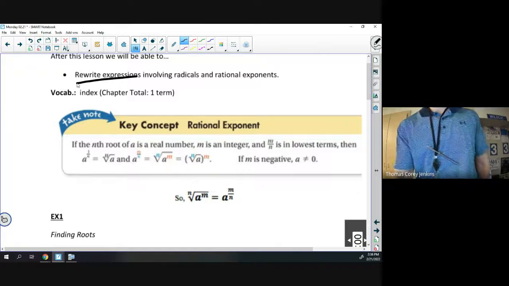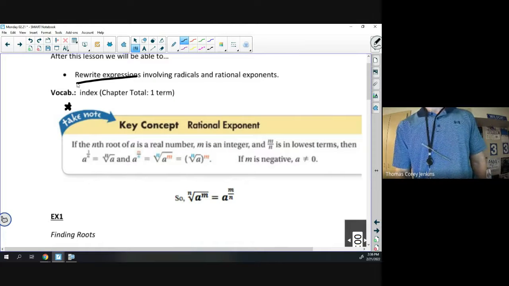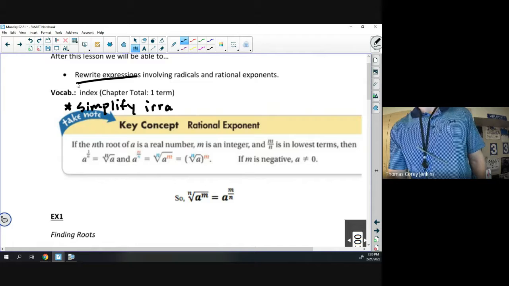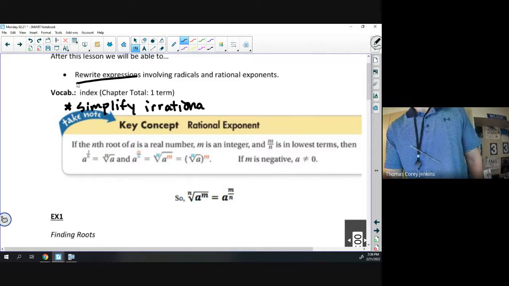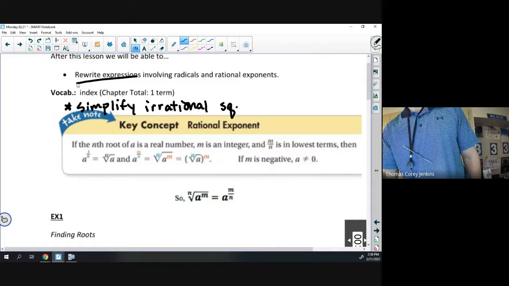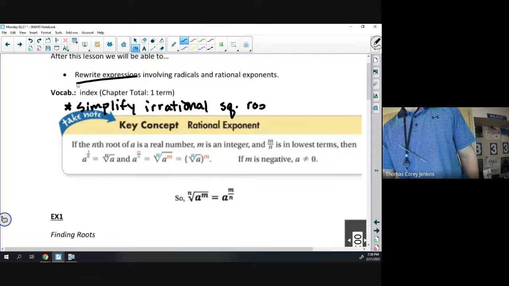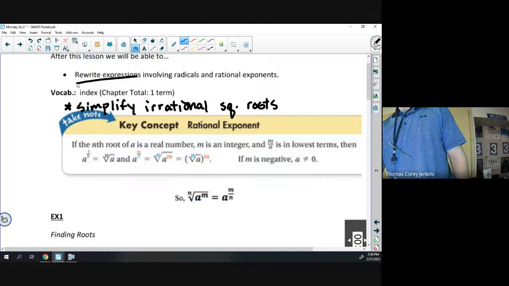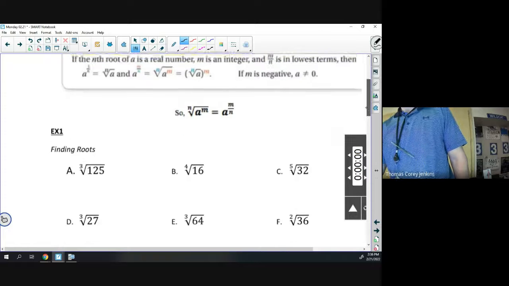The other part that we are adding now is that we also want to be able to simplify irrational square roots. So those will be added on at the end. All right, so let's go ahead and get right to it.